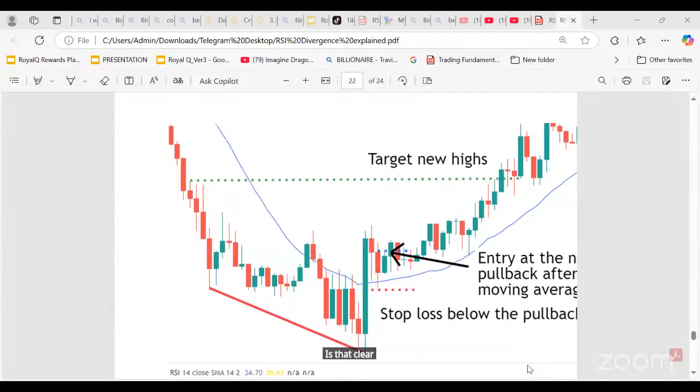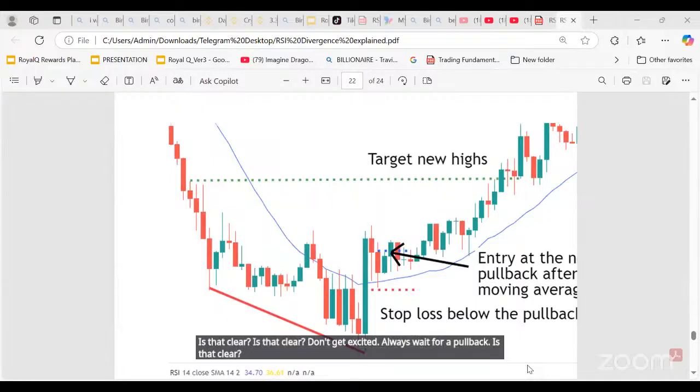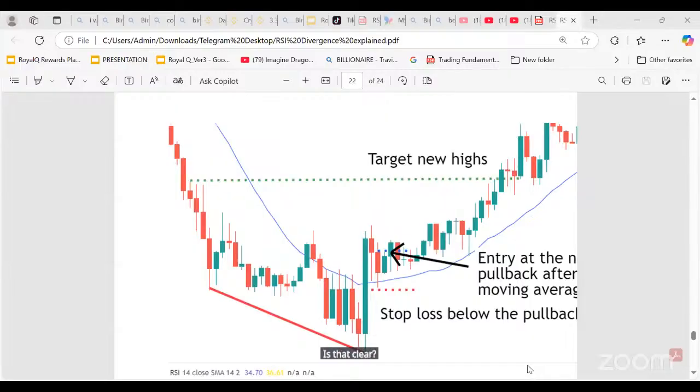Don't get excited. Always wait for a pullback. Is that clear?